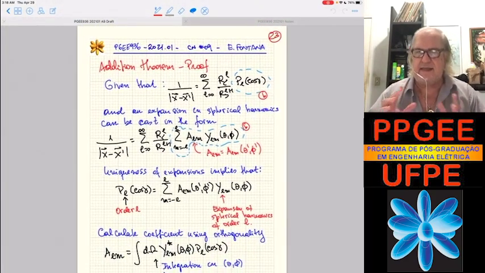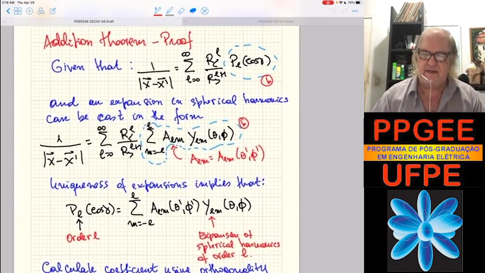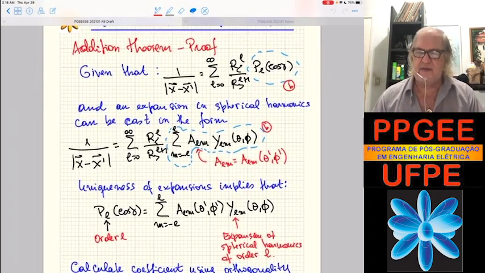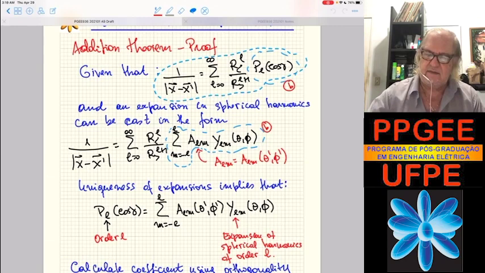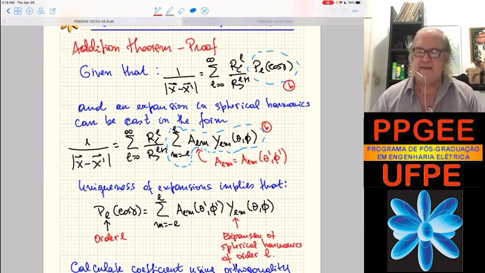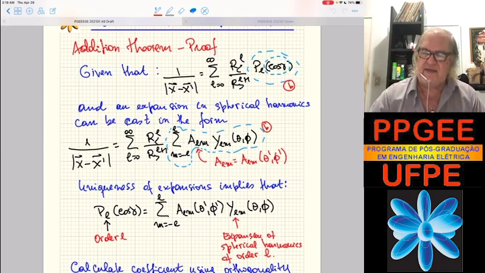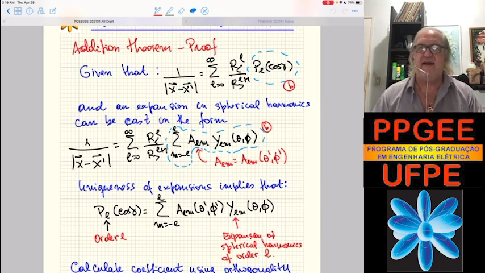It takes some considerations that are important. We are going to review some properties of spherical harmonics during this demonstration. First of all, we have demonstrated before that the inverse function can be expanded in terms of Legendre polynomials of cosine of the angle between those two vectors. We are not talking about theta and phi and theta prime and phi prime, but the angle between them.